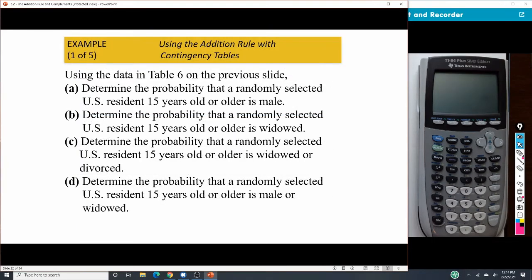All right, so we want to be able to answer some of these questions. So one, what is the probability that we select a male? What is the probability that we select a widowed? What is the probability of being widowed or divorced? And then what is the probability that they are male or widowed? So we need to pay attention to all those things.